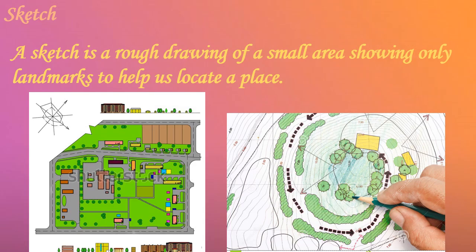Now let's learn about a sketch. What is a sketch? A sketch is nothing but a rough drawing of a small area. This drawing shows the landmarks. It mainly focuses on landmarks. Why? To help us locate a particular place of that area. So sketch is nothing but a small area. Unlike a map where the cartographer gives an index key or a map legend, a sketch is a much simpler drawing which is drawn by hand, and it shows the landmarks of that particular area to help us to locate a place.